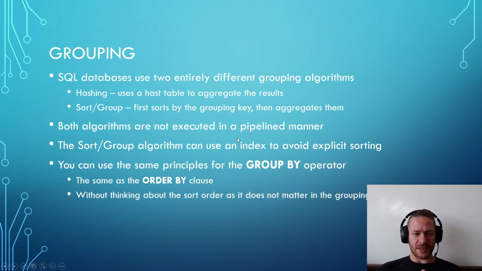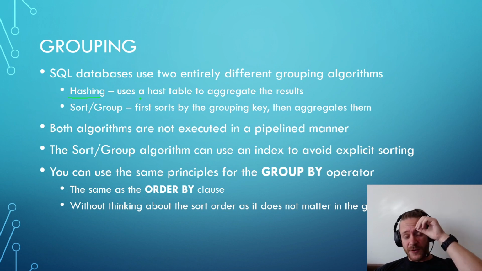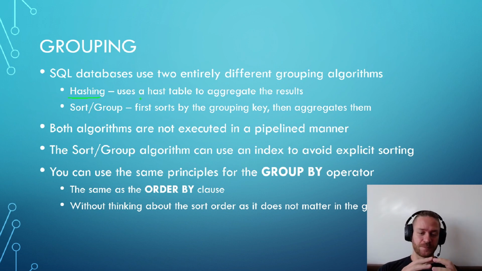Good. Let's continue to grouping. Grouping has two separate algorithms which are entirely different. So the first one is hashing. First, the database server creates a hash table for the group by condition and then aggregates all the results.